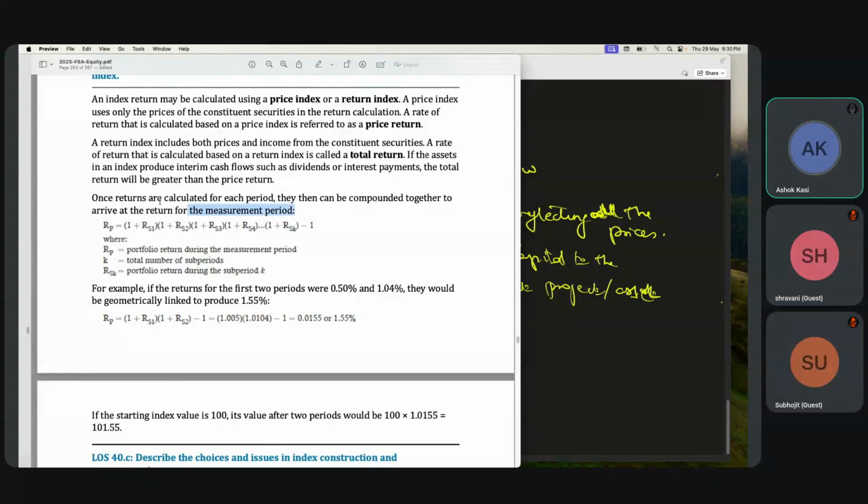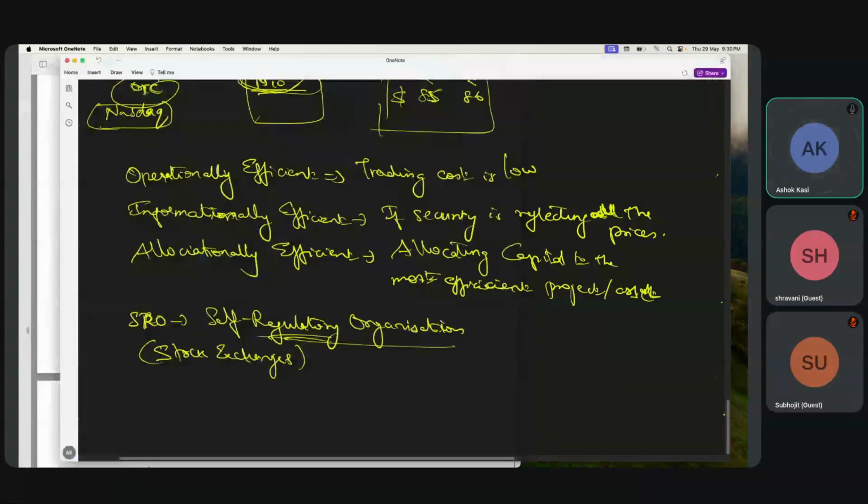Yeah, this part is not required. We'll just do this one. See, if the returns for first two periods are 0.5 percentage and 1.04 percentage, they would be geometrically linked to produce 1.55 percentage. See, for example, you know geometric mean.